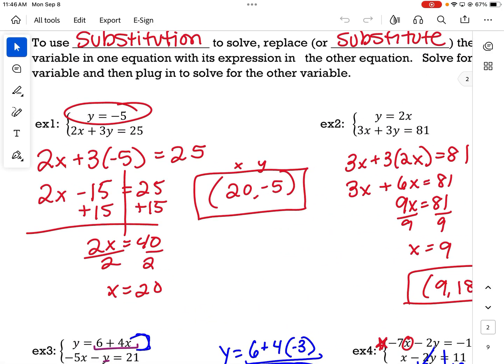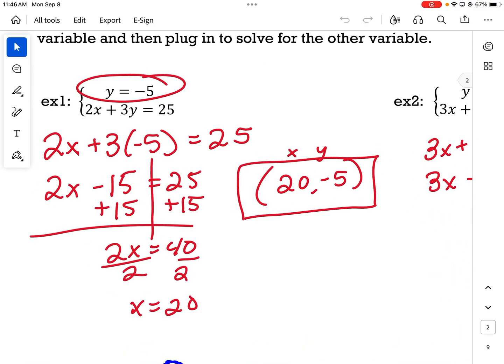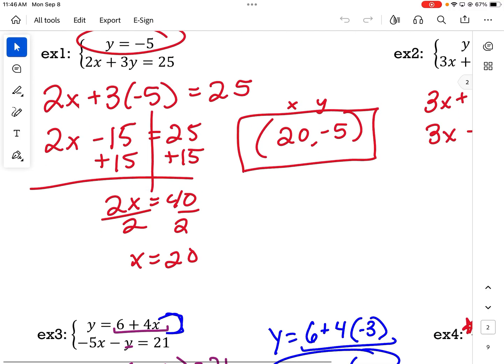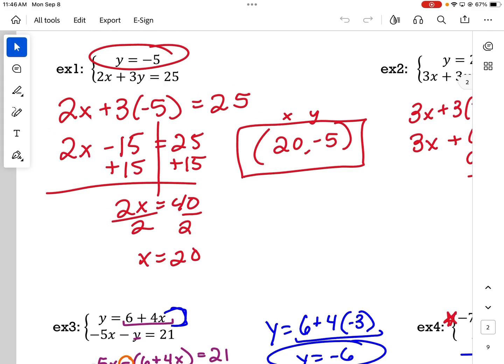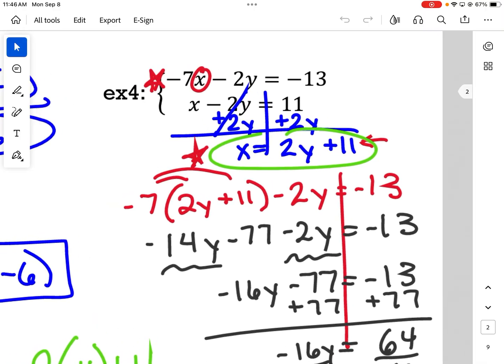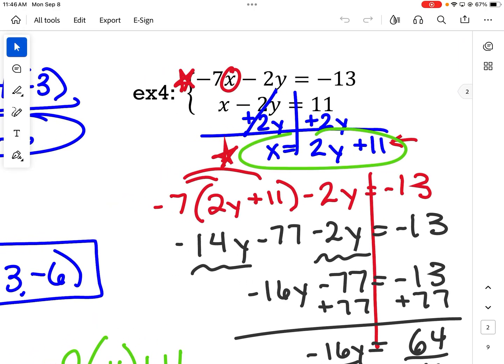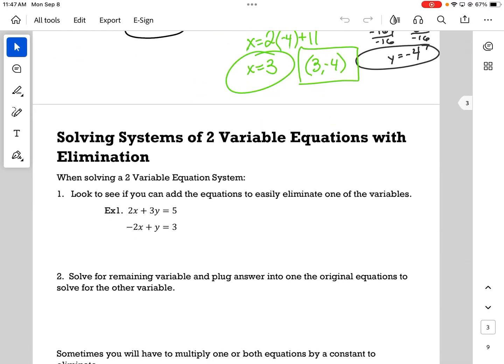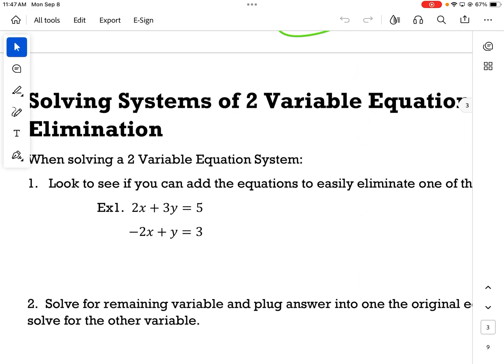The reason substitution worked was because we had one equation solved for a variable, and then we were able to plug it in and then solve for another one. This one, we had to end up solving it before we can even do substitution. But what we're going to learn today is that this one probably could have been easily solved using elimination instead. So it's just another way of solving systems. So let's look at our first example.